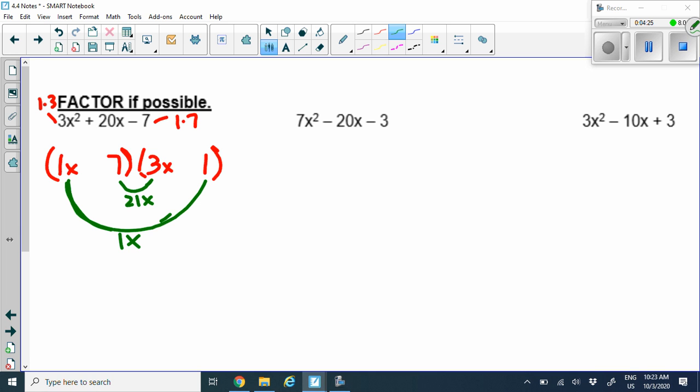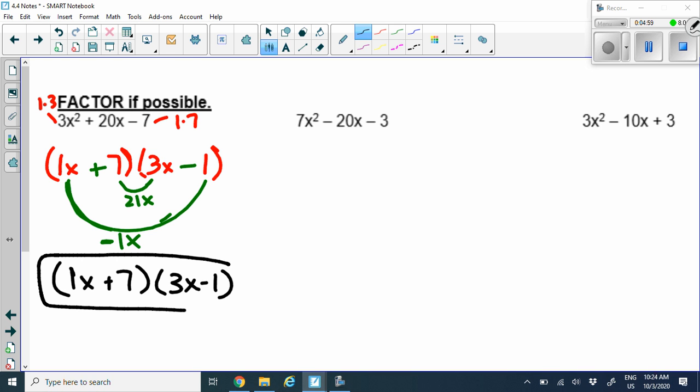Yes. Now, in order to get to 20, and notice the 20 is positive, my 21x has to stay positive, but my 1x is going to be negative, because 21 minus 1 gives us our 20. So that means 1x times negative 1, and then we'll have the positive 7 times 3x. And so therefore, our final factorization is going to be 1x, or you could just write x, plus 7, and then 3x minus 1. And that would be our answer.